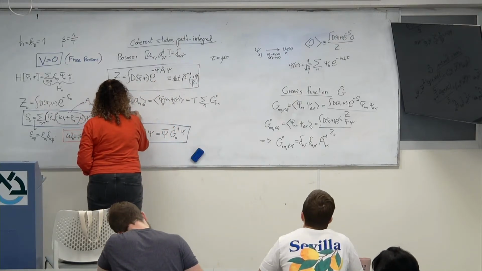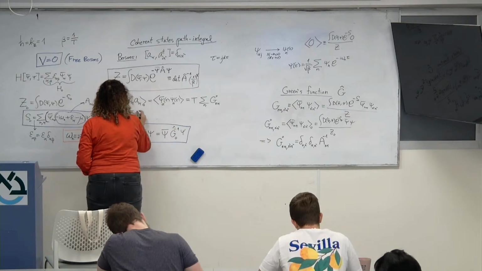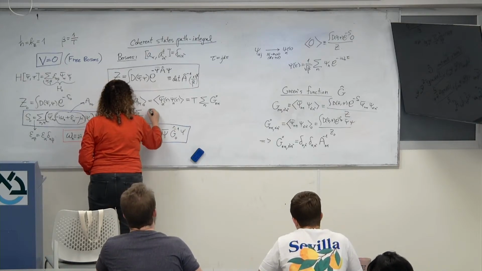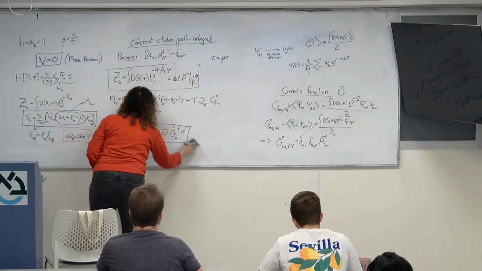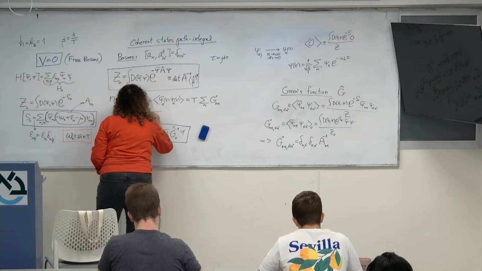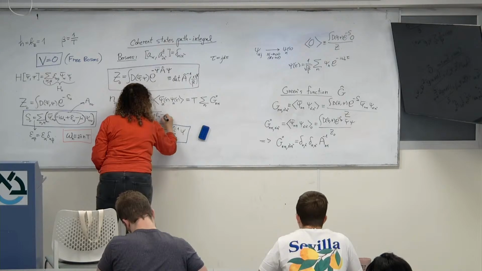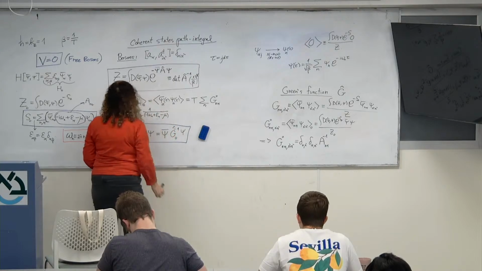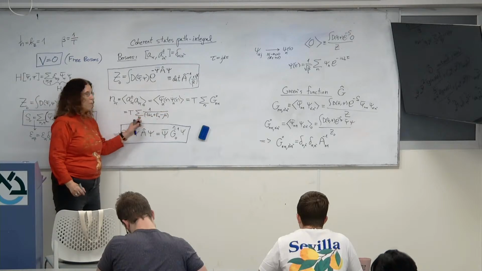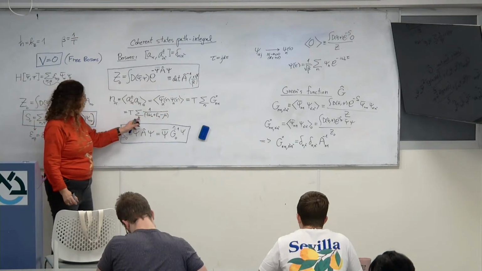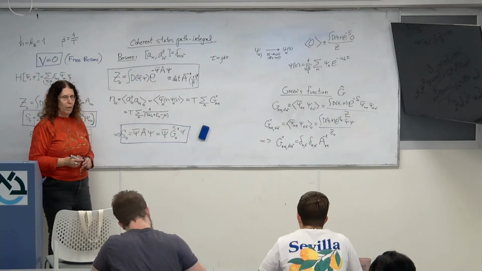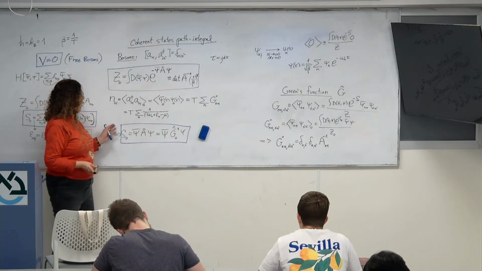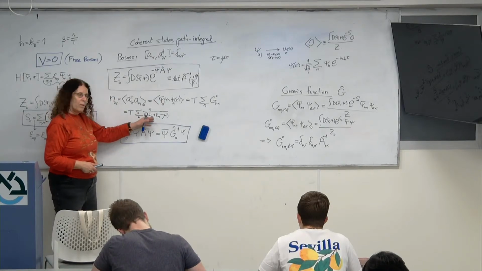I have a factor of t here, and then the sum over n of 1 over minus i omega n plus epsilon alpha minus mu. The last part I have to do is to sum over n, where n is an integer going from minus infinity to infinity.